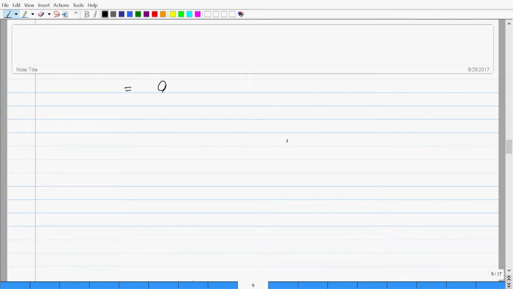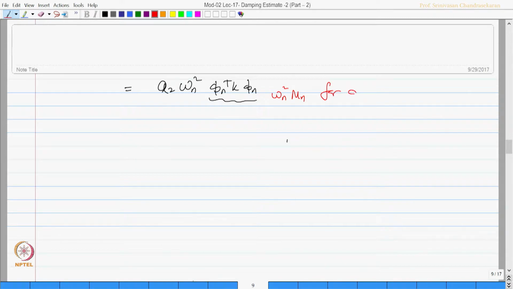which can be said as A2 omega n square phi n transpose k phi n, which can actually be said as omega n square m n, by standard derivation. Hence, A2 omega n square m n, which is A2 omega n 4 m n.